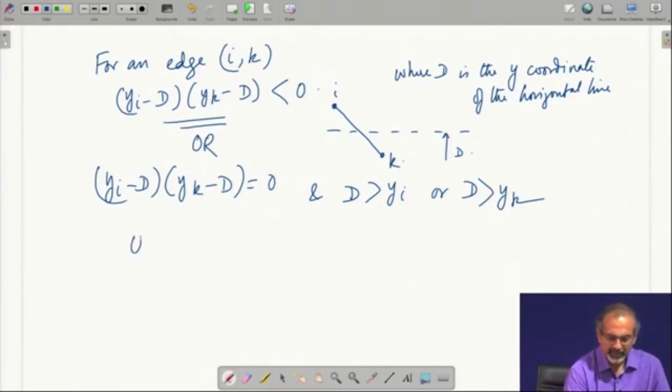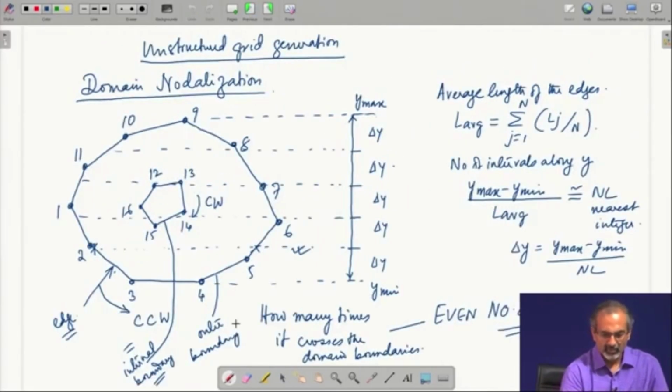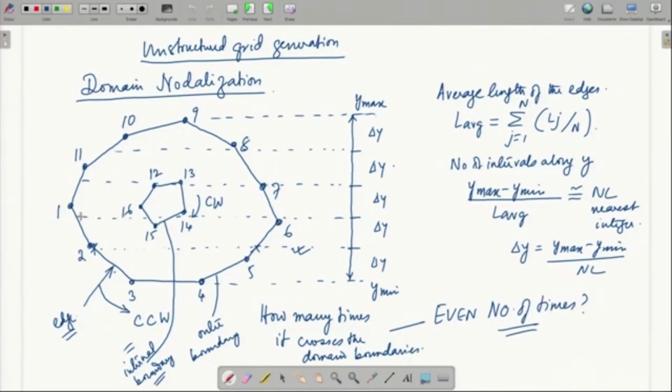This way we create a set of qualified horizontal lines, and for any qualified horizontal line, the next step that we do is we go back, and if we notice that this is a qualified line, it must have satisfied the criteria that we have set. So, there are an even number of intersection points. You have 4 intersection points here.